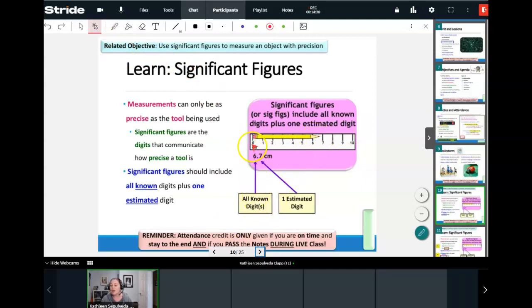This pencil is measured here. Now, all my known digits, is it past 6? Can I say my pencil is definitely past 6? Yes. Absolutely. So if my pencil is definitely past 6, then I know that my first digit is going to be 6. That is my known digit. Now, this is where you kind of have to estimate.